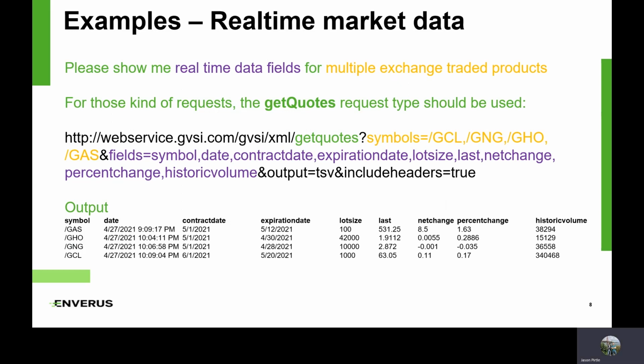The next example is real-time market data. So show me real-time data fields for multiple exchange traded products. For these kinds of requests, the get quotes request type should be used. For those of you who have used our products in Excel tools or MarketView, you know about the quote feature, and it basically allows you to get real-time trade data along with bids and asks and everything that's streaming into the system live. If you use this request, you have some additional fields available to you, like percent change, last, bid, ask, net change. All of these fields can be used for get quote only.